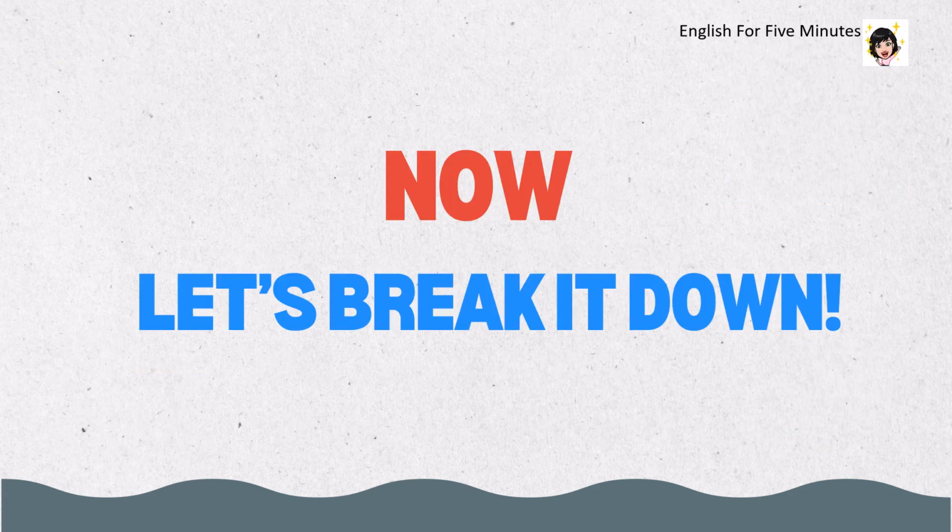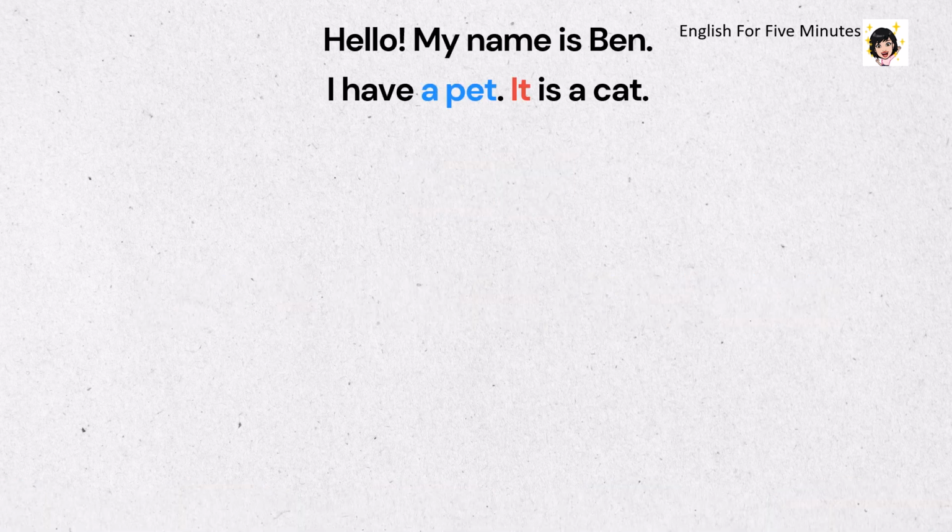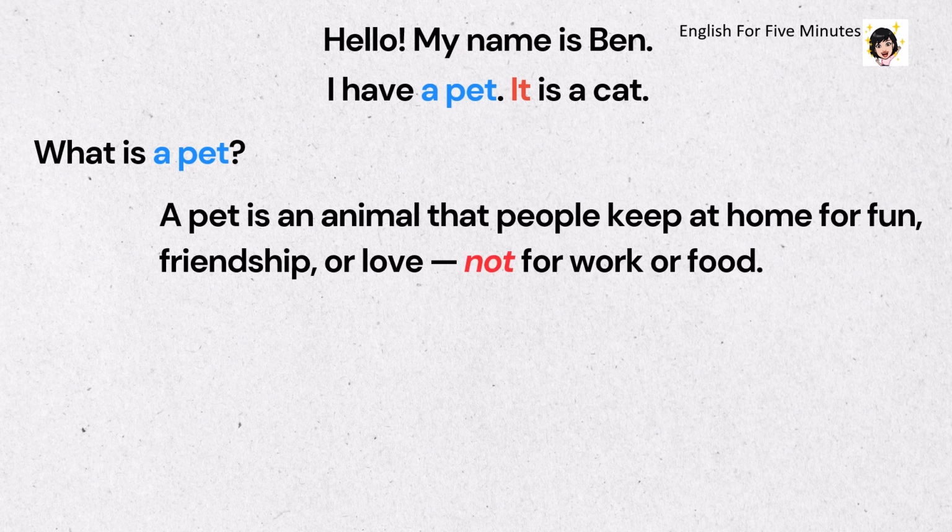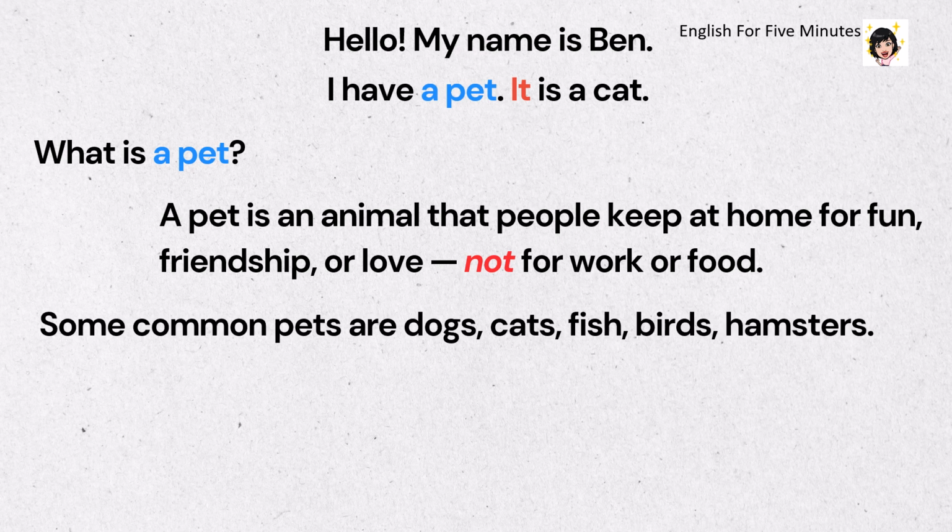Now, let's break down the story. Hello, my name is Ben. I have a pet. It is a cat. Now, my question to you, what is a pet? Can you guess? A pet is an animal that people keep at home for fun, friendship, or love. So, it's not for work or food. Some common pets are dogs, cats, fish, birds, hamsters, and so on.